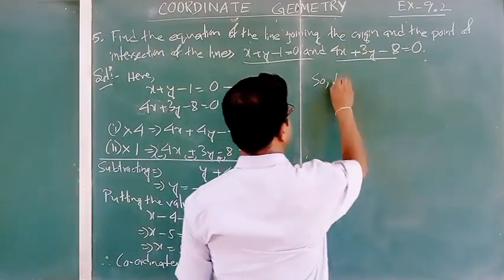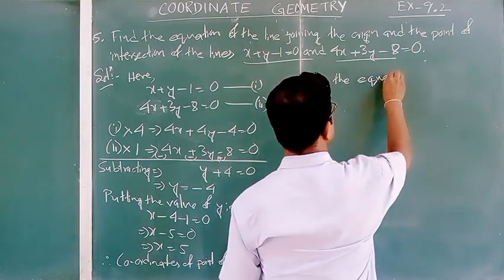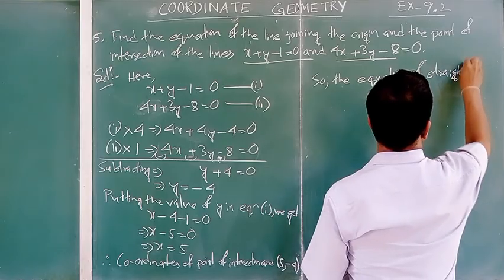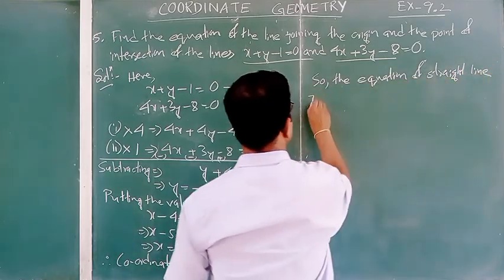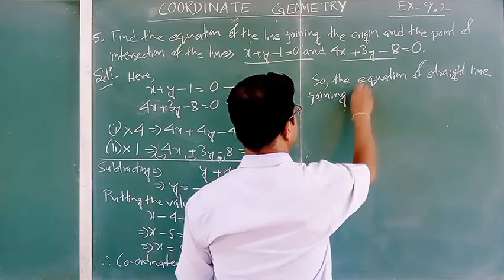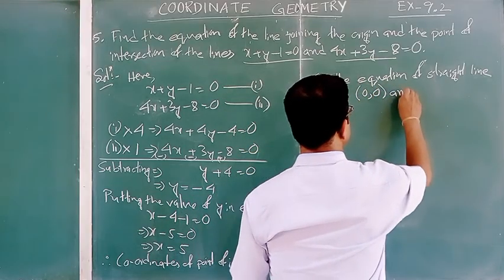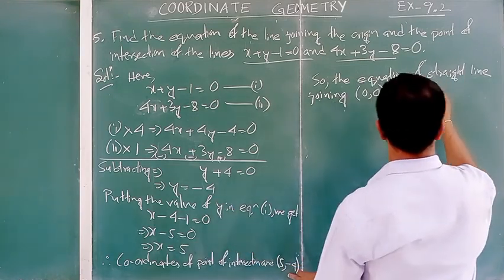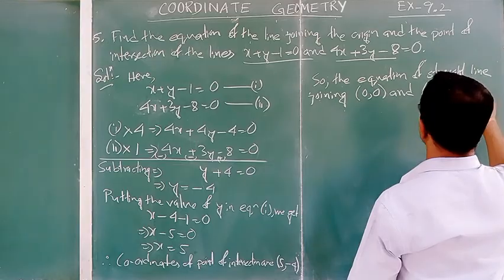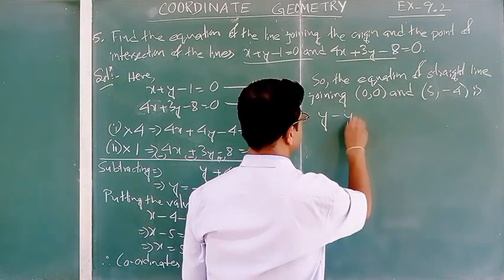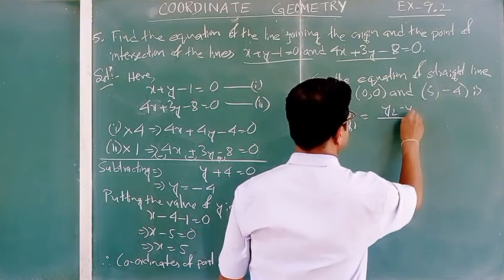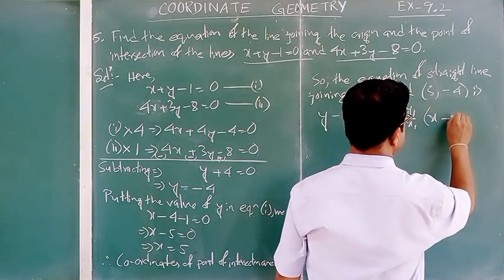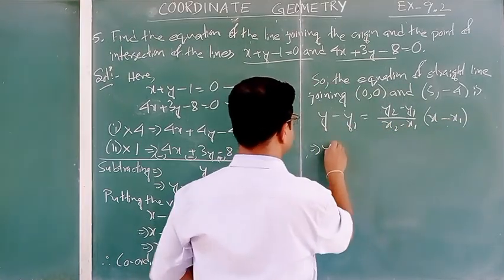So the equation of the straight line joining the points whose coordinates are 0, 0 and 5, minus 4. What is the format? y minus y1 equals (y2 minus y1) by (x2 minus x1) times (x minus x1). Got it? Let us substitute the values.